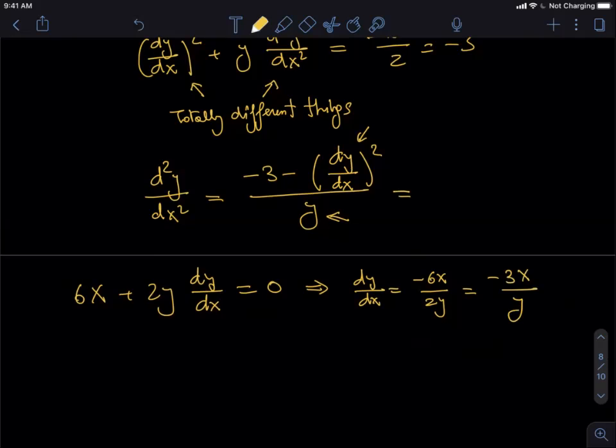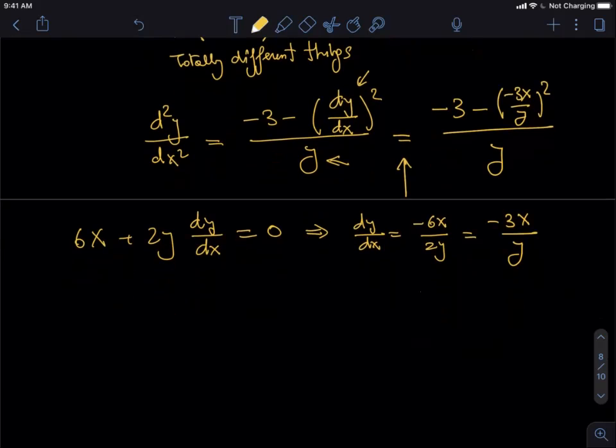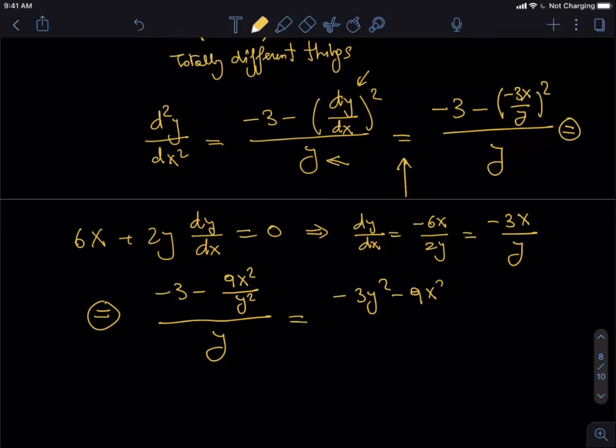And this I can plug here in this formula, and I will get negative 3 minus negative 3x divided by y, squared, divided by y. And now this I can simplify a little bit. So this is negative 3 minus 9x squared divided by y squared, divided by y, the whole thing. And this is minus 3y squared minus 9x squared divided by y to the power 3. And this is the simplest we can write it.